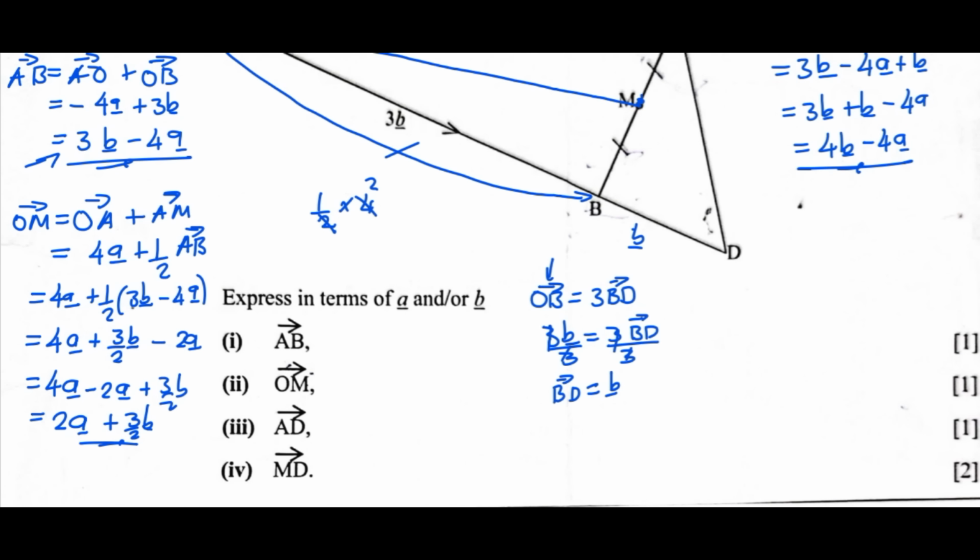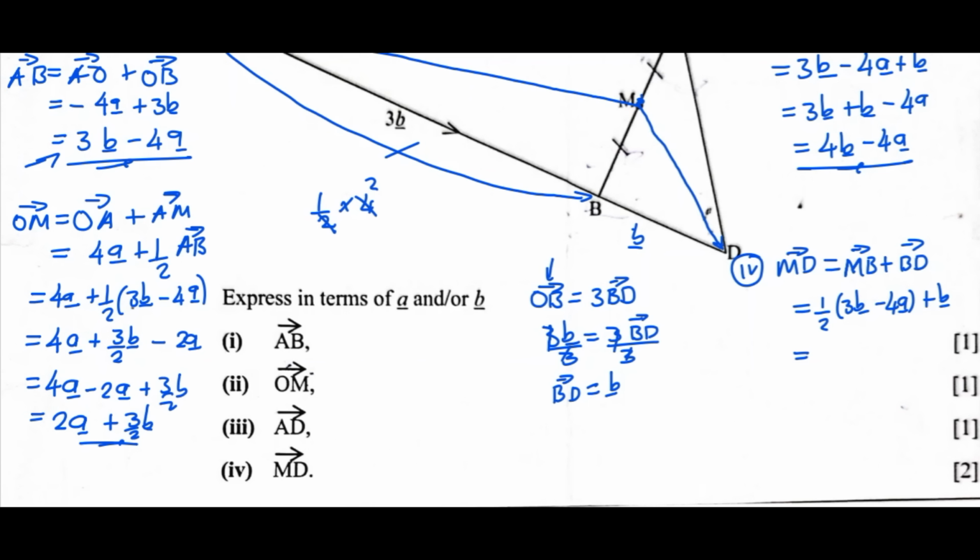Roman number 4 is MD. We want to move from M up to D. So what are we supposed to do? Say MB: we move from M to B plus B to D. We know that M is the midpoint of AB, so it is half of 3B plus 4A. BD, we have it, is vector B.